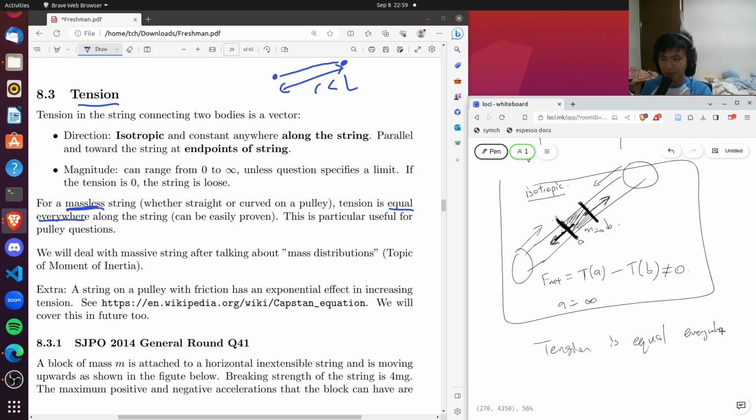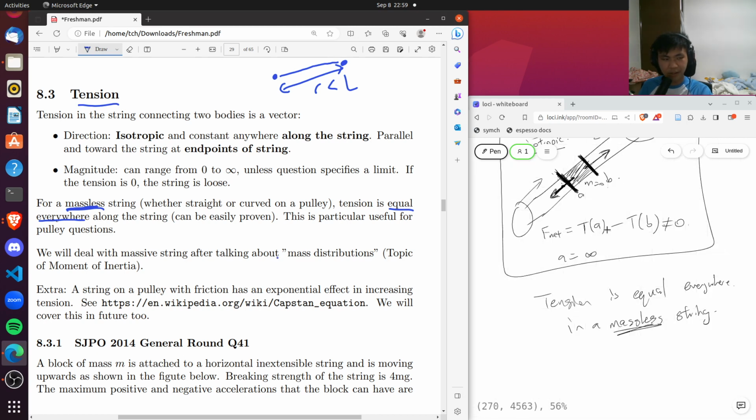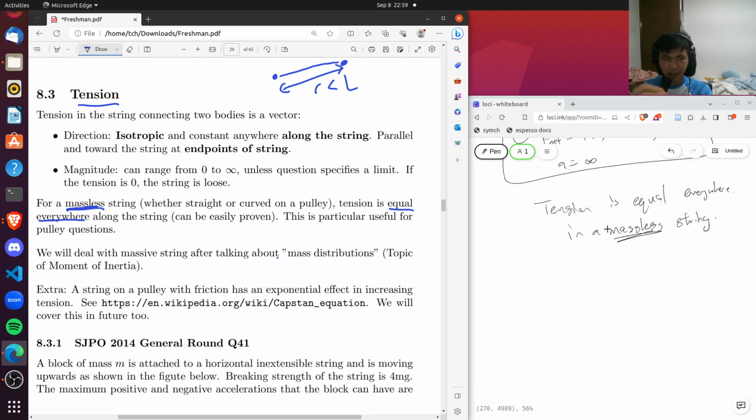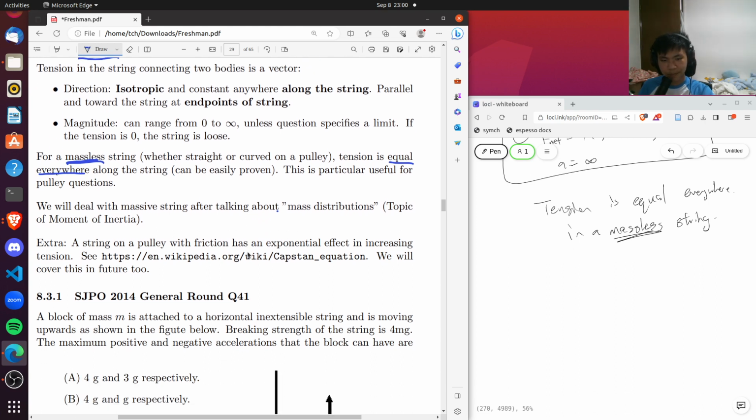And this fact, even though it seems very obvious right now, is easy to forget. This fact will be important when you want to solve other questions. So tension is equal everywhere in a massless string. But for a massive string, that's not the case because the string has to kind of hold itself up. So tension will not be a constant function. It'll be a variable of, let's say, your height from the ground.